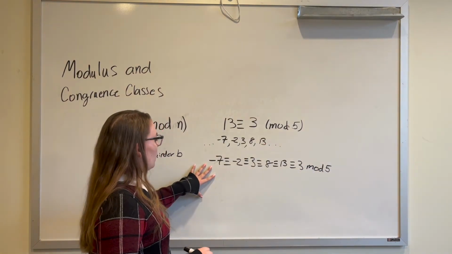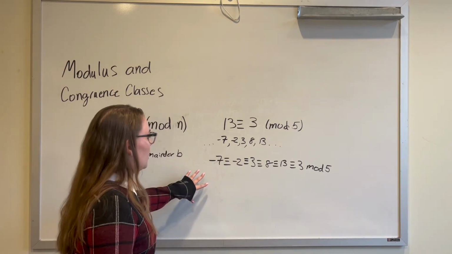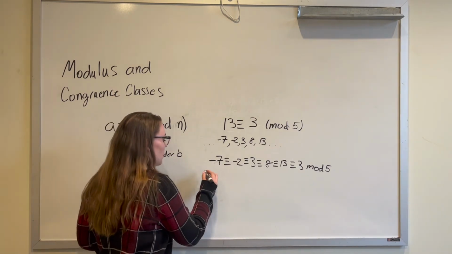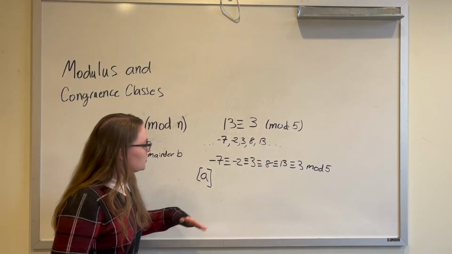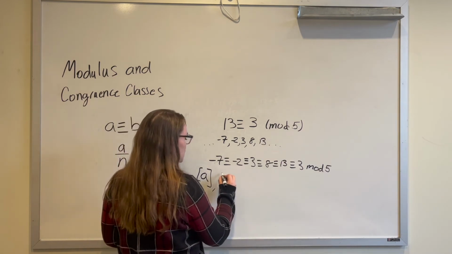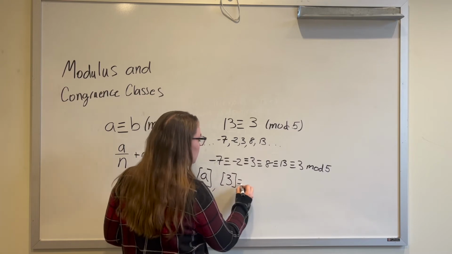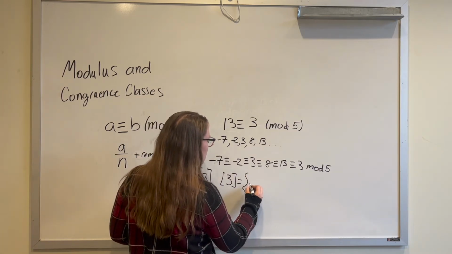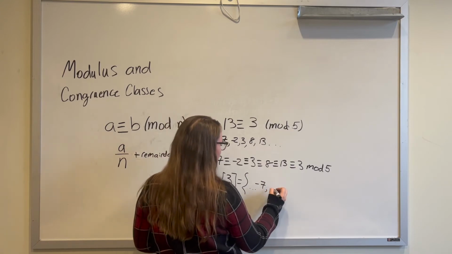And so we say that all of these numbers are in the same congruence class. And a congruence class is denoted with a number inside some brackets. So for example here, this would be the congruence class of 3, and it's equal to the set of numbers that are all congruent to 3 mod 5.